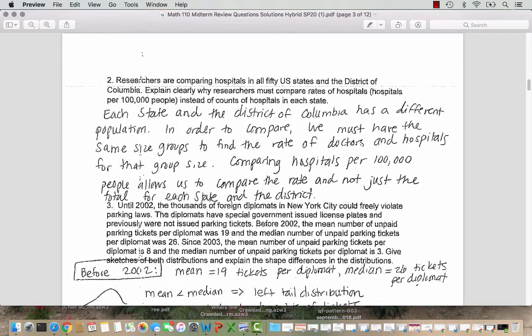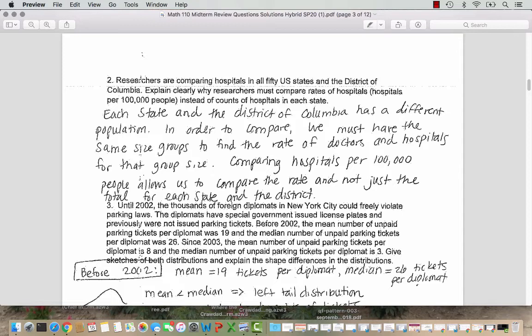Question 2 tells us researchers are comparing hospitals in all 50 U.S. states and the District of Columbia. Explain clearly why the researchers must compare rates of hospitals, and here they're using hospitals per 100,000 people instead of counts of hospitals in each state.